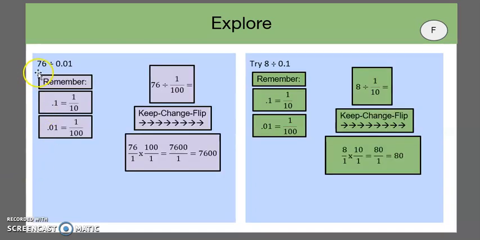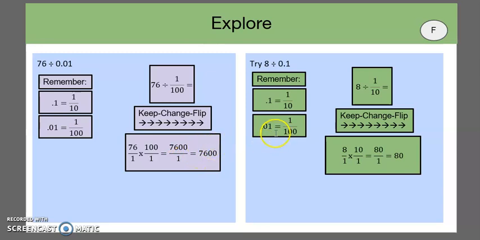So in looking at the first example, we have 76 divided by 100ths. We're going to again write our problem out. We're going to use keep, change, flip. 76, we leave it alone. We're going to change the division to multiplication, and we're going to flip the 1 over 100 to 100 over 1. We're going to multiply across, and we have 7,600. That's when we do 76 times 100. And the last, we're going to multiply our denominators. 1 times 1 gives us 1. And when we do 7,600 divided by 1, we get 7,600.